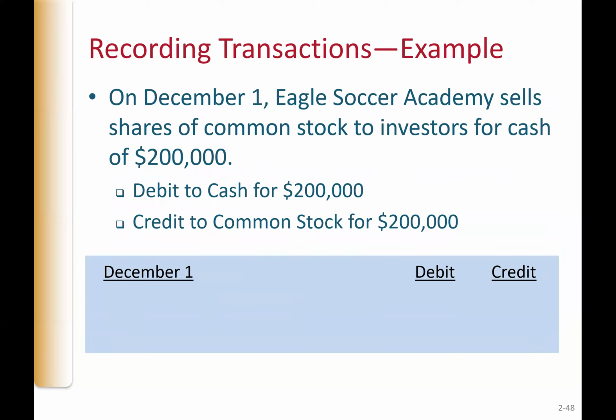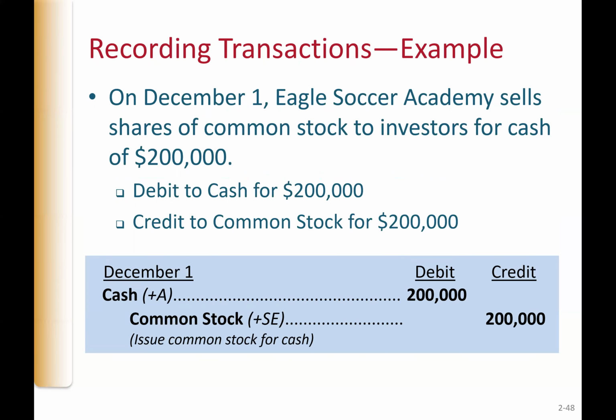So on December 1st, when Eagle Soccer Academy sells shares of common stock to investors for cash, we're going to debit cash for $200,000 and we're going to credit common stock for $200,000. Now, why are we debiting cash? Because you're going to look at those notes and you're going to see that an asset, you always debit it to increase it. And those notes are also going to show you that for stockholders' equity, which is what common stock is, we always credit it to increase it.